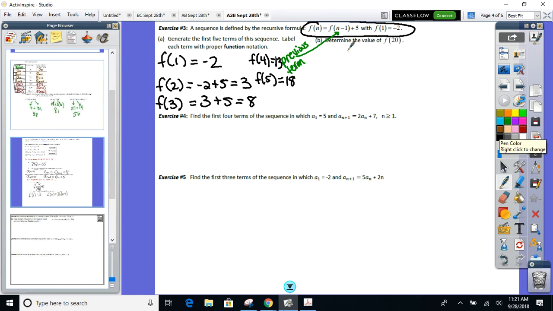So I'm just going to list them. Here you go. 18, 23. You guys can keep going for me. Actually, why am I doing this? Go ahead. Find the 20th term. You guys know what the pattern is now. Find the 20th term.